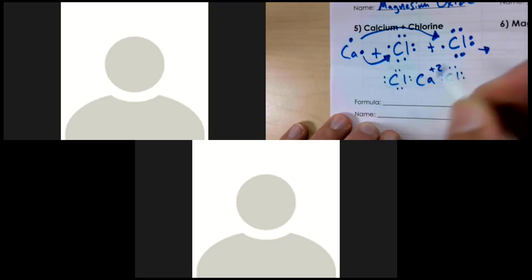And the reason that I'm spacing the chlorines out is because they have what charge? Well, they each gained 1 electron. This is what makes this tricky. This chlorine only gained 1 electron, so it has a -1 charge. This chlorine only gained 1 electron, so it has a -1 charge.